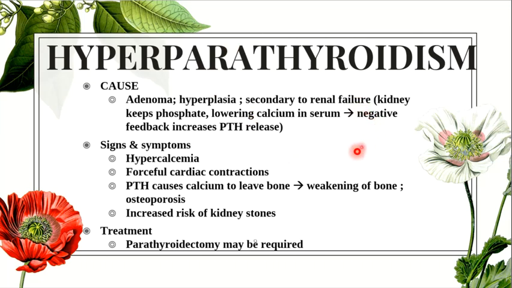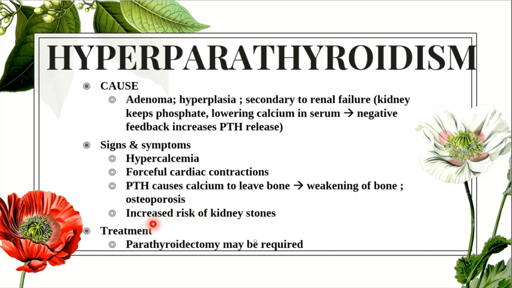Okay, what are the signs and symptoms? We know that PTH keeps the calcium in the body, so hypercalcemia. Because of the excessive calcium, again, calcium helps with the cardiac and neuromuscular function, right? So more calcium is also not good. It will cause the cardiac muscle to contract with more force because there are so many ions to bind. The muscle will keep on contracting with more force. PTH causes calcium to leave bone. We discussed this, right? So that will cause a weakening of bone, an osteoporotic condition.